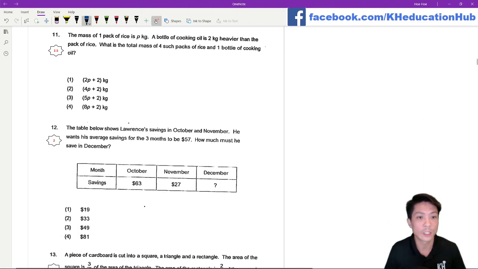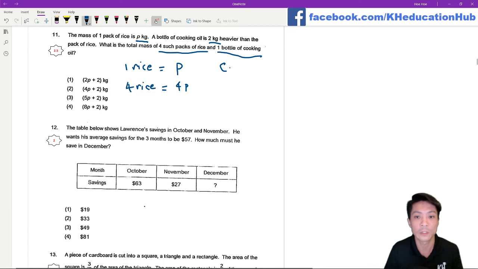Let's go to question 11. Mass of 1 packet of rice is P kg. A bottle of cooking oil is 2 kg heavier than a packet of rice. So what is the total mass of 4 such packets of rice and 1 bottle of cooking oil? So we know that 1 packet of rice is P, right? Which means that 4 packets of rice would be equal to 4P.